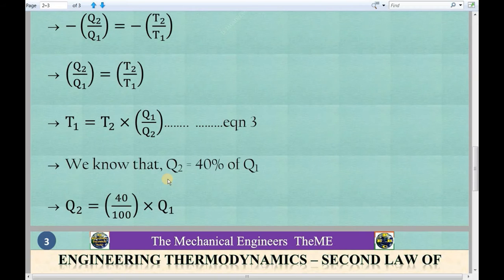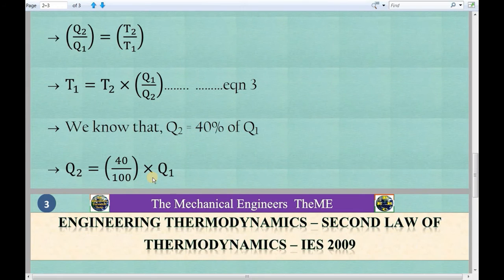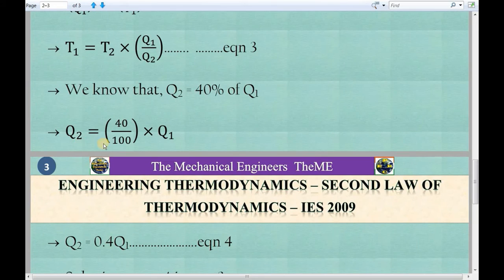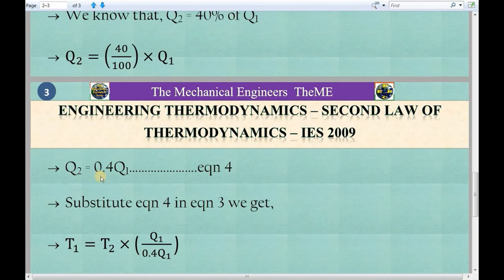We know that the amount of heat rejected to the sink is 40% of the absorbed heat. That is, Q2 is equal to 40% of Q1. Here 40% is 40 by 100. So the next step will be Q2 is equal to 40 by 100 into Q1. In this RHS, 40 by 100 is 0.4. So the next step will be Q2 is equal to 0.4 Q1. And consider this one as equation 4.